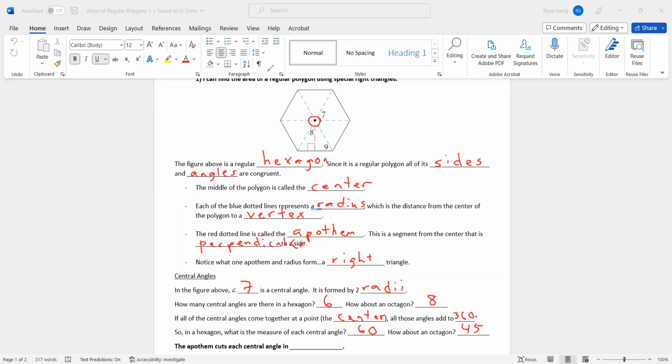Okay. Now, what does the apothem do? The apothem cuts each central angle in half. So what is the measure of angle 8? Which is the next part in the notes, which I can't see right now, but you can. Half of 60 would give me 30. So the measure of angle 8 is 30. So I'm going to clear all this and we're going to go down and do a practice problem.